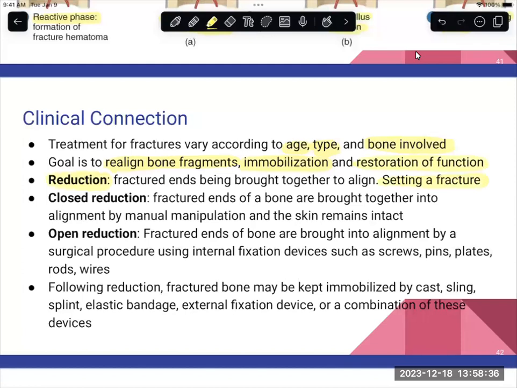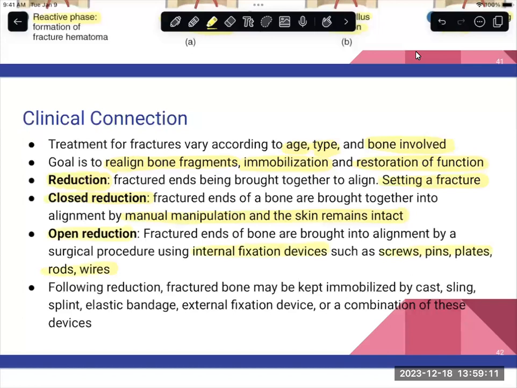There's two ways they can do that. They can do a closed reduction, where they do a manual manipulation with the skin intact and move those bones back into place. So our body, our osteoblasts and osteoclasts, can work to put that bone back together again. We also have an open reduction. This is where they can come in and put screws, pins, plates, rods, wires, and they do this internal fixation to line the bones back up.